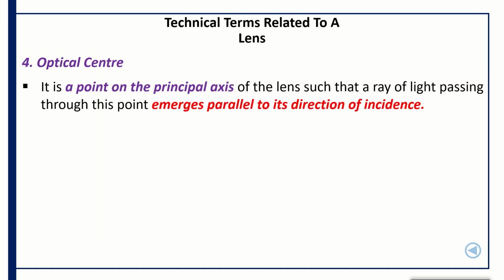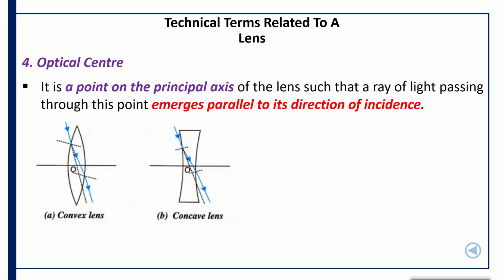Now, it is a point on the principal axis of the lens such that a ray of light passing through this point emerges parallel to its direction of incidence. So what is happening here?